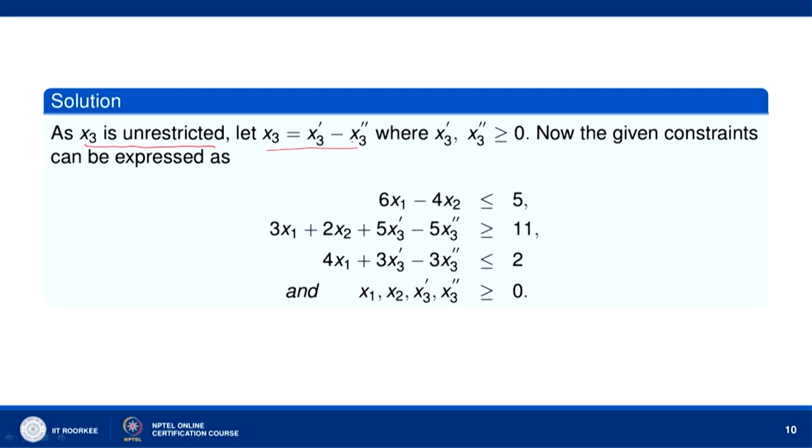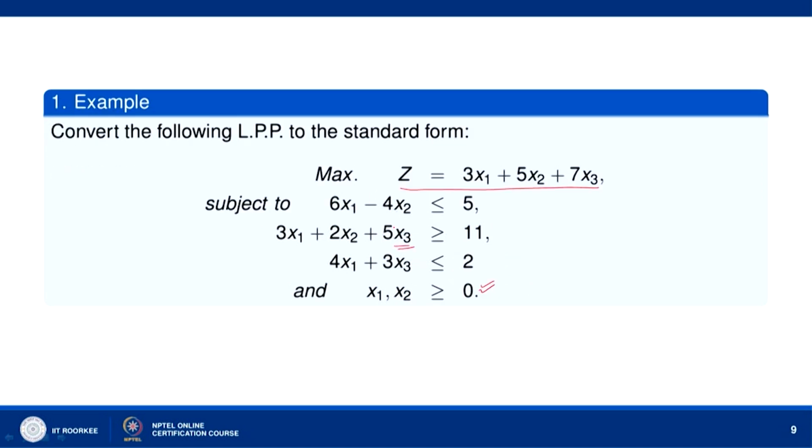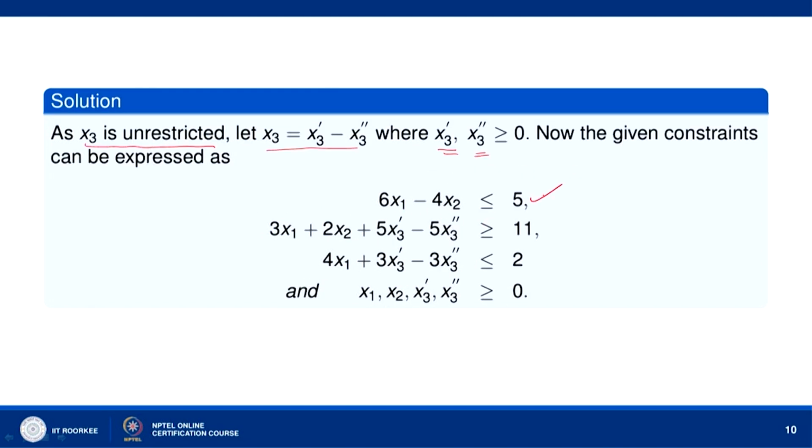let us put x3 equal to x3 dash minus x3 double dash. We can always write x3 in the form x3 dash minus x3 double dash, where x3 dash and x3 double dash are both greater than or equal to 0. Now, the given constraints can be expressed as follows. With x3 equal to x3 dash minus x3 double dash, the first constraint is unaffected because there is no x3 here: 6x1 minus 4x2 less than or equal to 5.